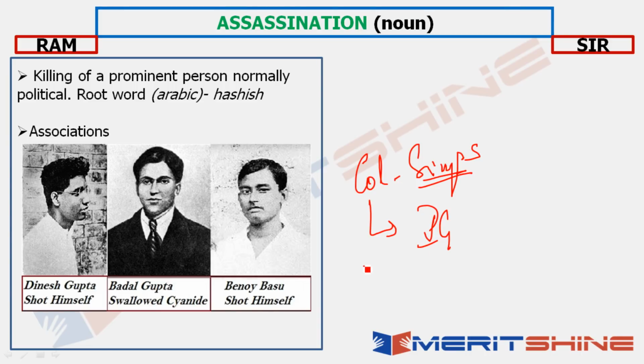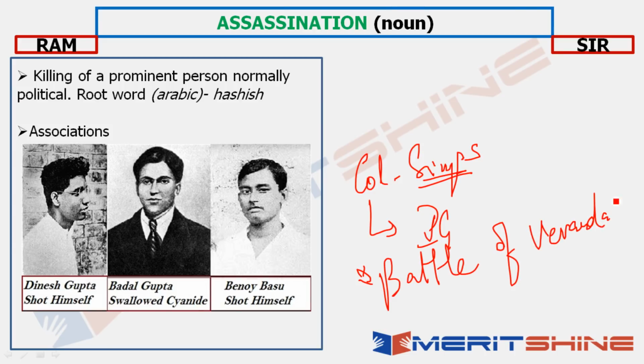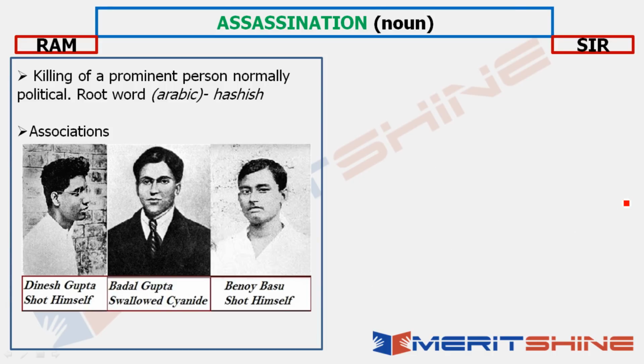This battle is known as the Battle of Veranda because it was fought in the veranda, right? Several senior British officers were injured in this. At the end, when they had no ammunition, Badal took cyanide, and Dinesh Gupta and Benoy Basu shot themselves. So that was their life.